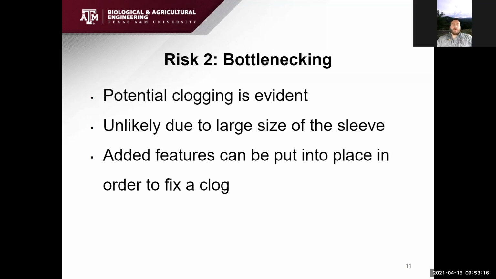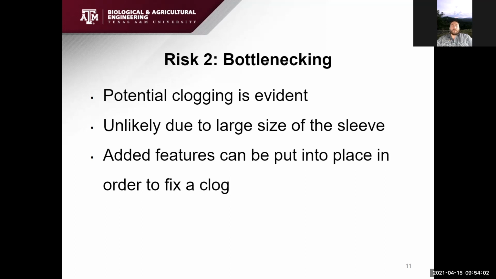Thanks, Jacob. So bottlenecking is more of a risk that can result from improper attachment, human error, but it still could happen due to the structural integrity of the actual sleeve. But the potential clogging is evident. It would most likely be from improper attachment, but what could happen is the sides of the sleeve kind of fall in and catch grain, and the weight of the grain just pushes it down, creating a smaller area and a bottleneck type deal. But we did try to mitigate these risks in the design of this, and we made it slightly larger than the size of the grain hopper.